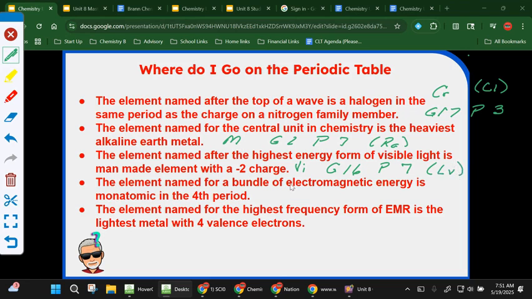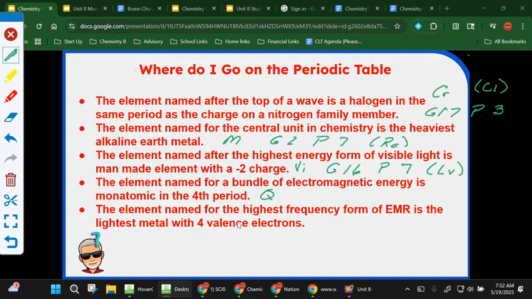The element name for a bundle of electromagnetic energy is monatomic in the fourth period. All right, bundle of electromagnetic energy. Quantum. So that is one that we gave the other day. So if you were taking your test on Friday, quantum is a bundle of electromagnetic energy. It is on your blue sheet, partway down. My suggestion is next to the word quantum, to the right of it, you write bundle of electromagnetic energy.